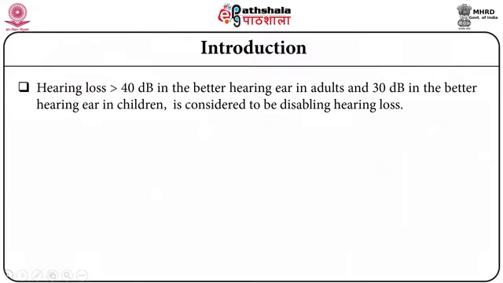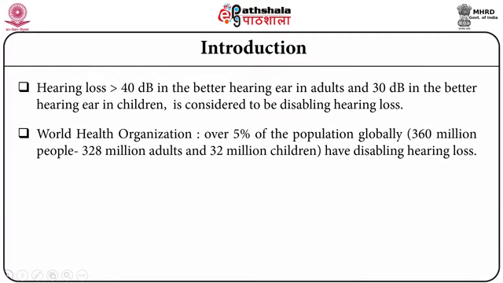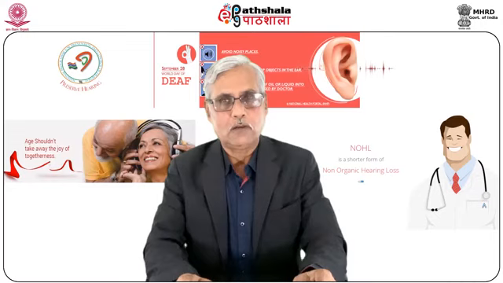Now, hearing loss more than 40 decibels in the better hearing ear in the adults and 30 decibels in the better hearing children is considered to be disabling hearing loss. Now, hearing impairment, when it goes to the maximum extent, it leads to deafness. And in deafness situation, people are not able to hear. They generally pass signals to understand things.